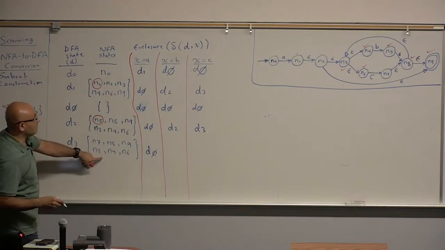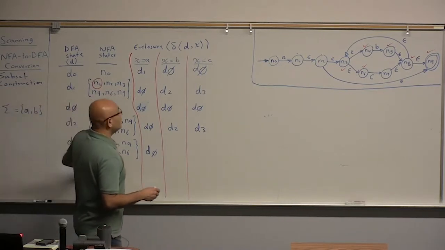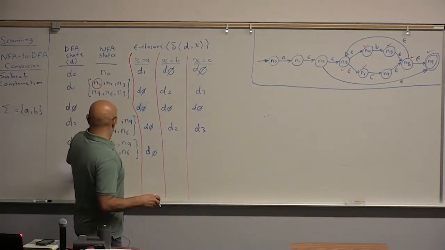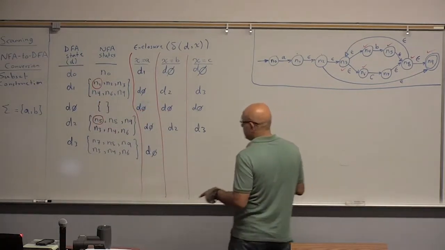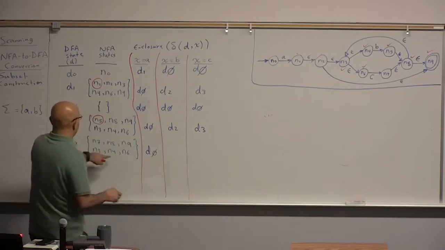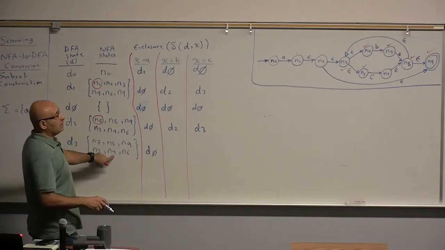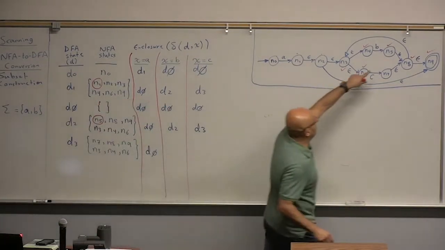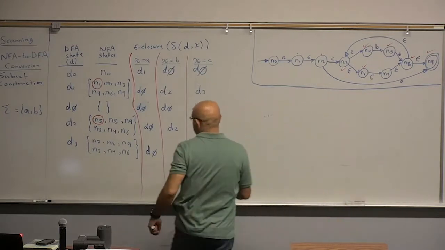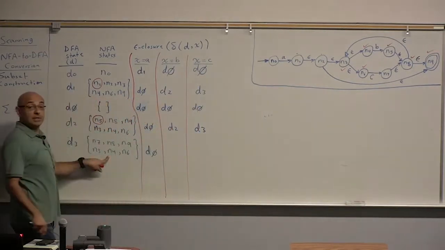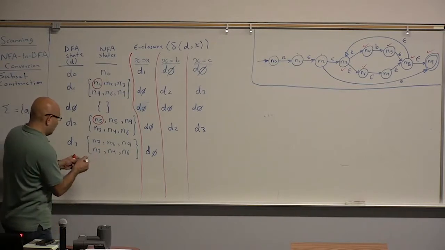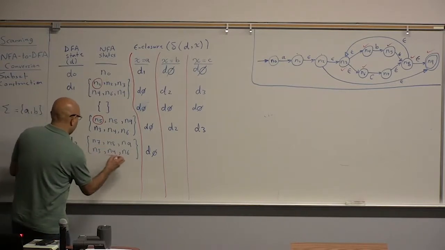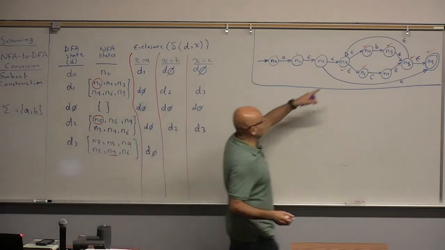If we are in any one of these states and we get a B, what will happen? If you are in one of these states, they include N4. So N4 with the B will take you to N5. So where will this take you? D2. So if you are in any one of these states, the one that matters here is N4. If you are in N4 and you get a B, that will take you to N5.